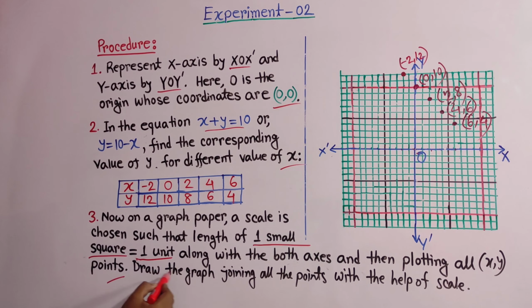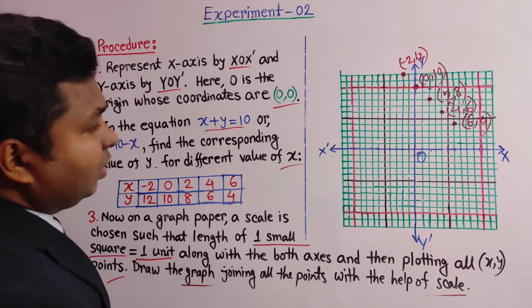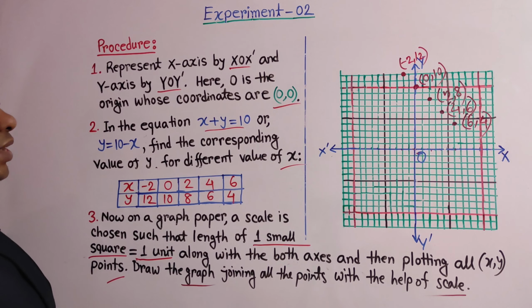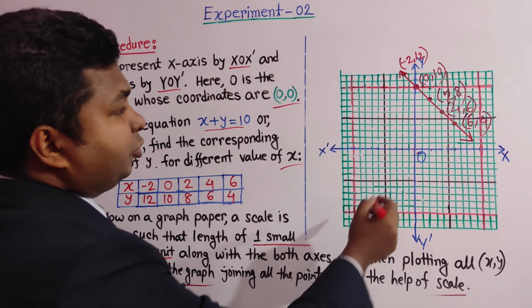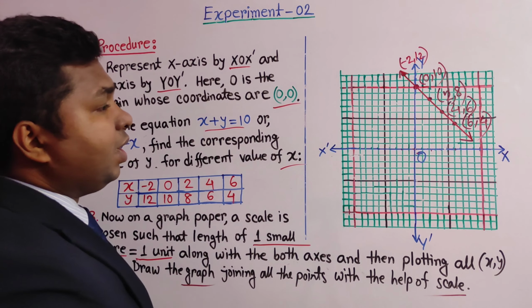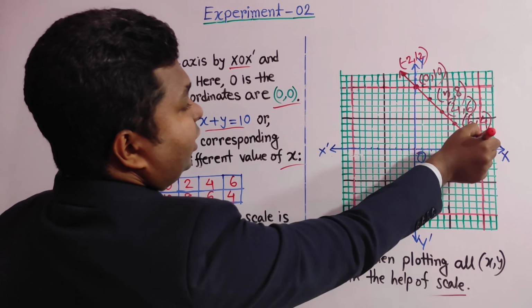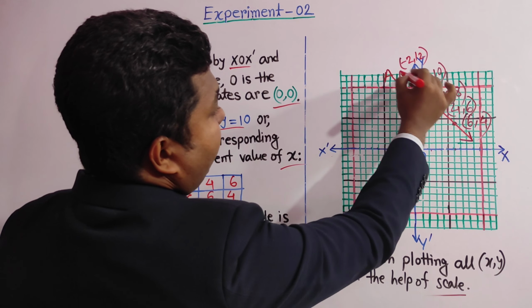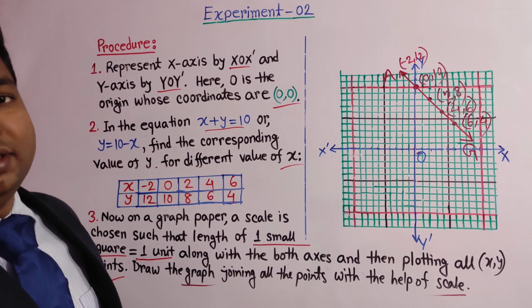Now draw the graph, join all the points with the help of scale. Now by using a scale we join all those points. After joining all those points we get a straight line, and this is our required straight line. We denoted this equation as AG. So AG is the required straight line.